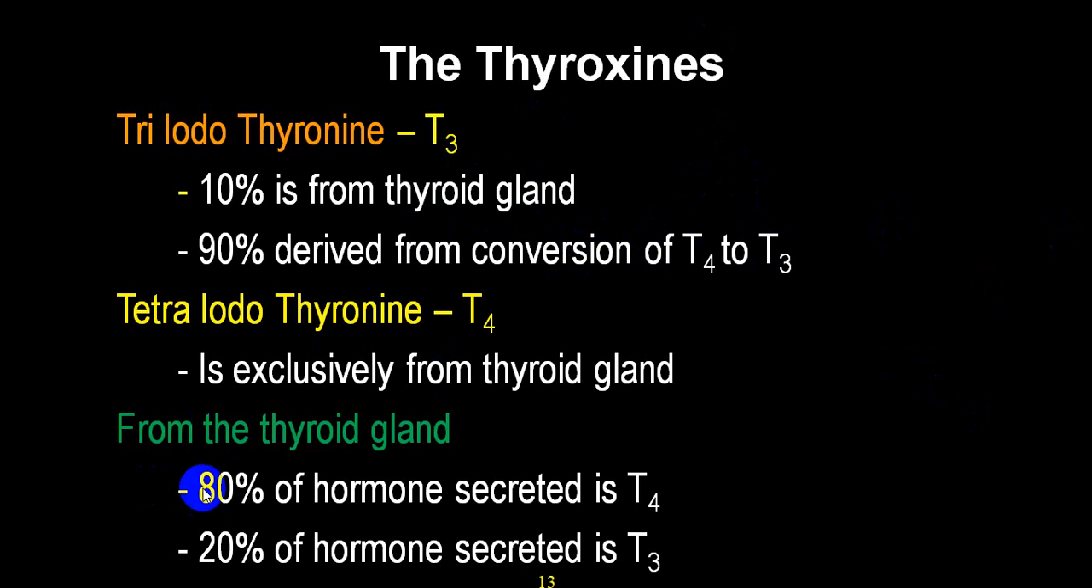So indirectly we say 80% of the hormone secreted is T4. We almost say 90%, and 10% is T3. And T4 will be converted, so 90% of T3 will be derived from T4. So indirectly 90% is derived from T4.